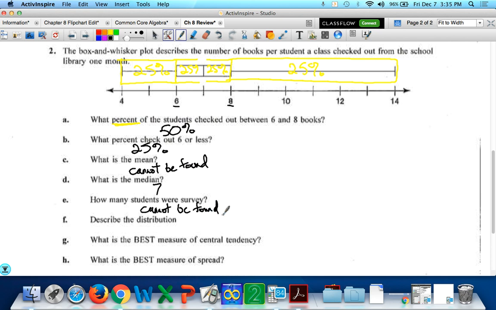Describe the distribution. For that, I'm going to erase these yellow marks because they're kind of in the way. We've got this box and whisker plot, and we want to know the distribution. That would be skew left, skew right, or symmetric. To me, it looks like a lot of data is packed in over here on the left. It's really densely populated.